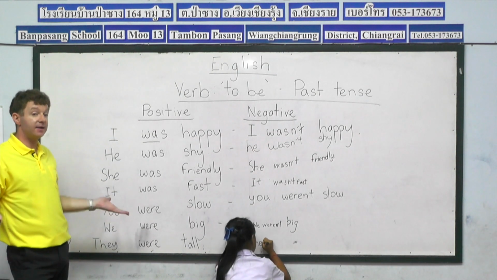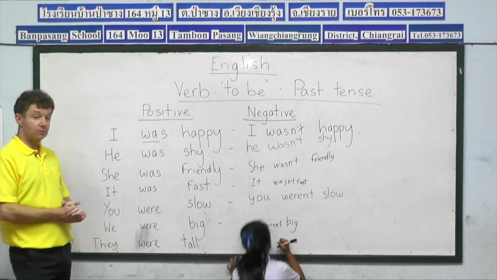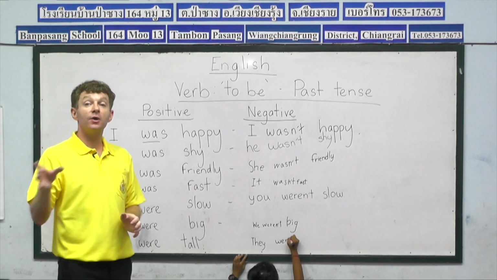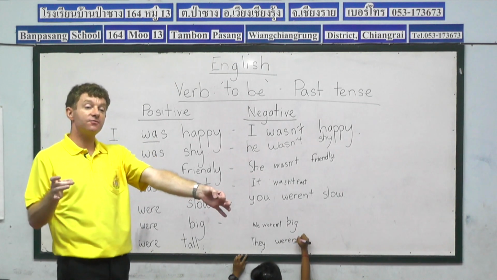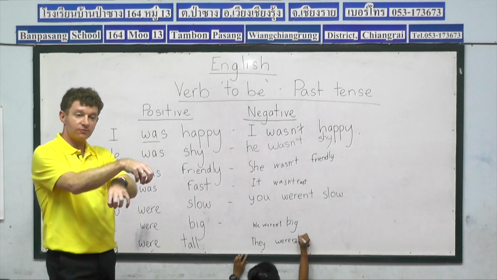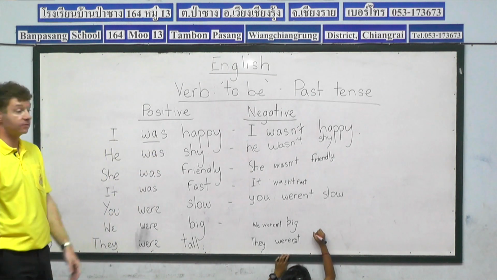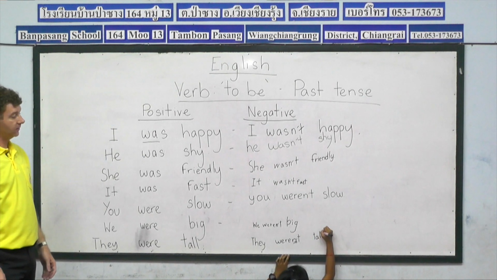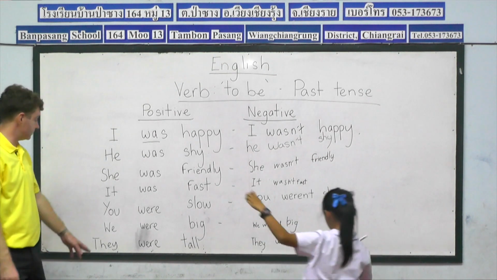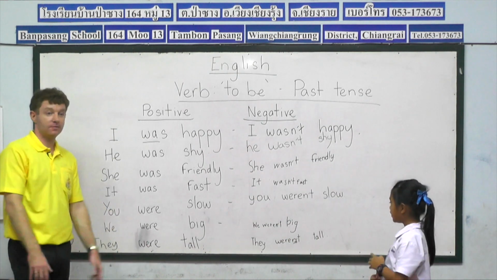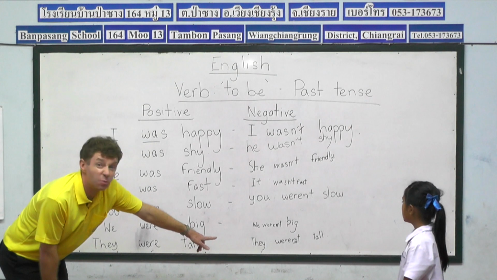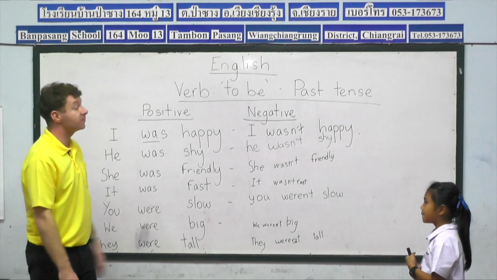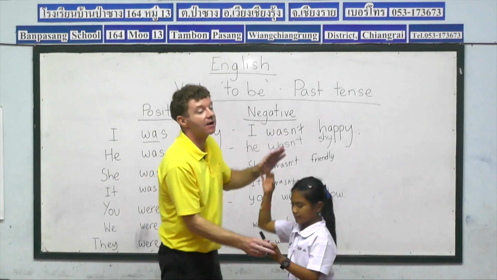T-H-E-Y. They are... E. They were, and then what do we need to turn it negative? N apostrophe T. They weren't. Excellent, Pak Bung. So we've got they were tall. They weren't tall. Positive, negative. Pak Bung, that was excellent. High five. Big round of applause, guys.